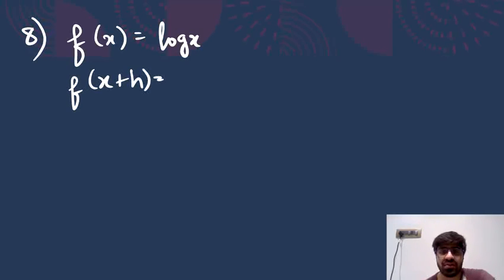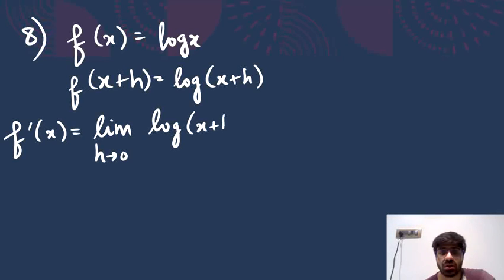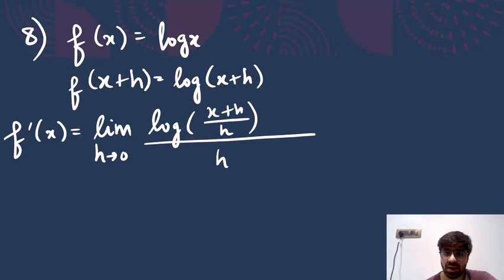So in the 8th one we can say that if f of x has been given to us as log x, f of x plus h, like the previous questions, this would be log of x plus h. F dash x is limit of h tends to 0, f of x plus h, which is log of x plus h, minus log x, the whole divided by h. Log of x plus h minus log x, that would be log of (x plus h) upon x, the whole divided by h. It was minus log x, so the denominator will be x. Split them, this will be 1 plus h upon x.